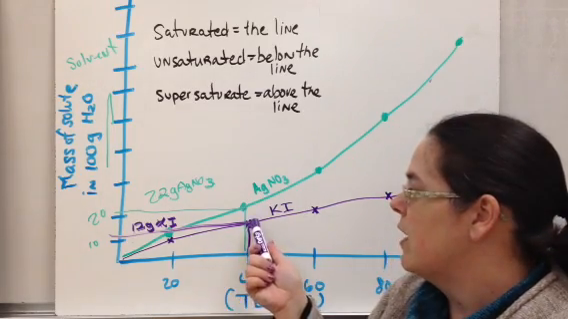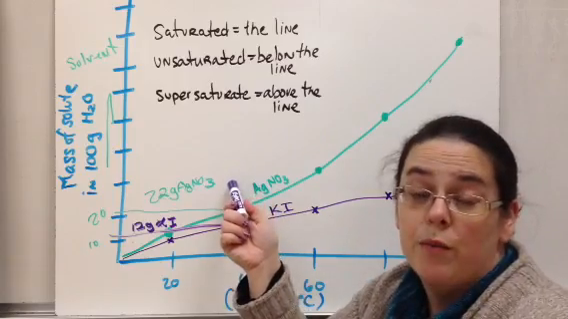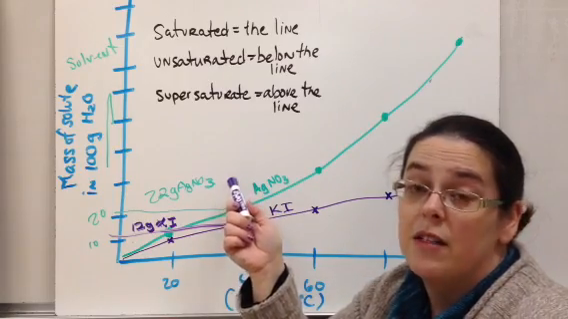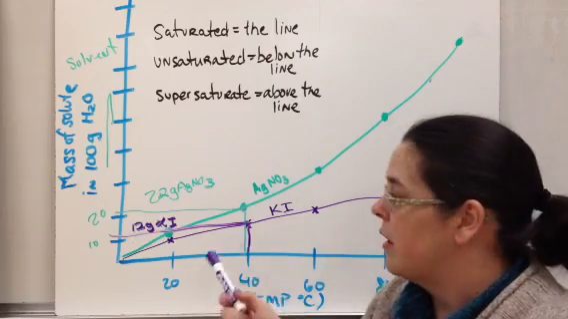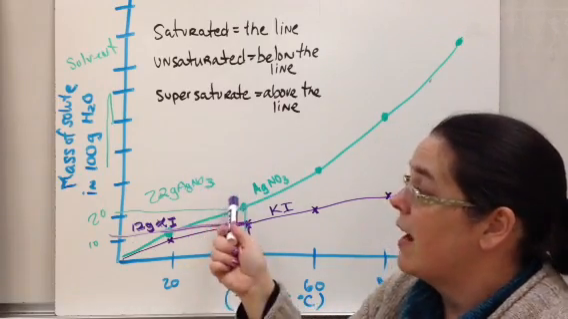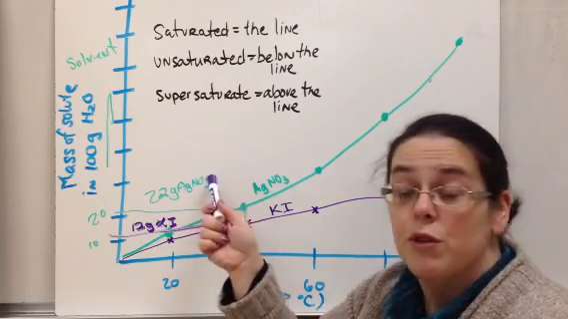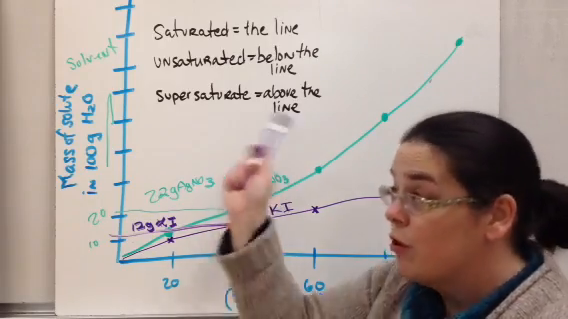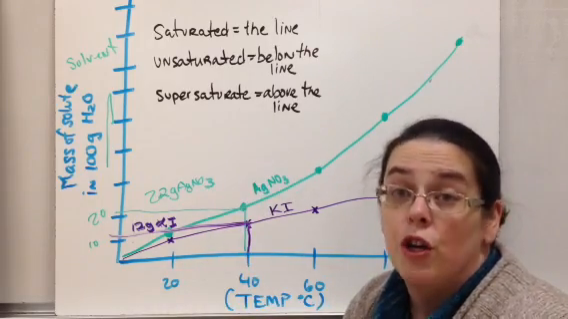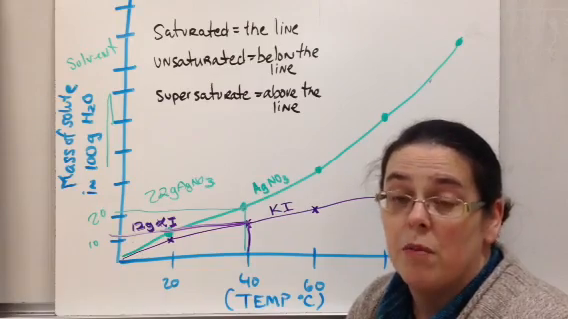So at 40 degrees, anything over 12 grams for potassium iodide is supersaturated. Anything below 12 grams is unsaturated. For AgNO3, anything above 22 is supersaturated, and anything below 22 is unsaturated. And you could do that for whatever compound you're looking at. And those are solubility charts.